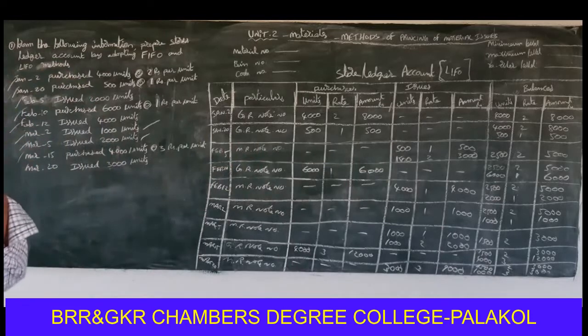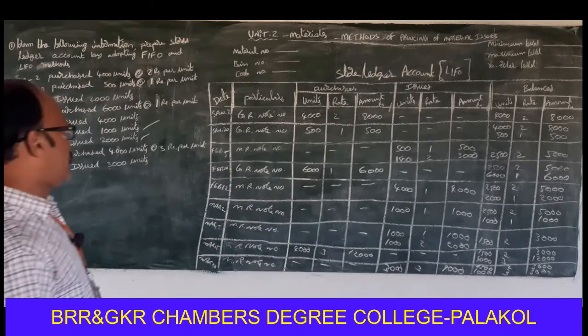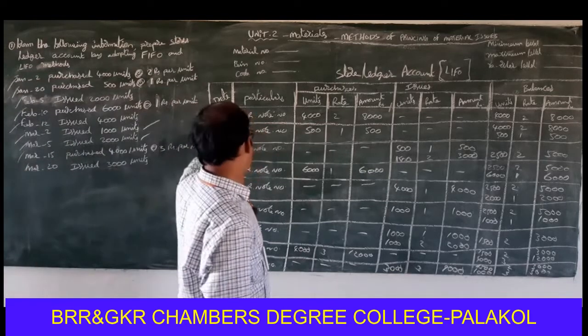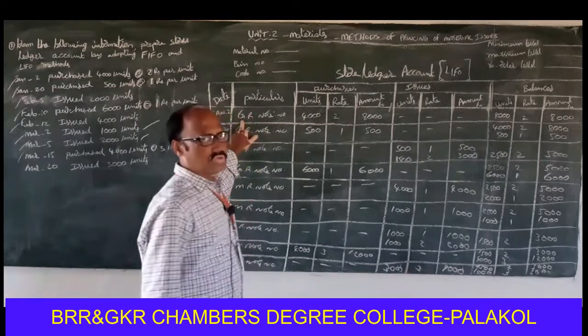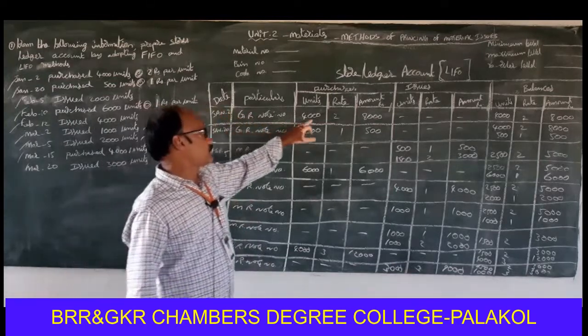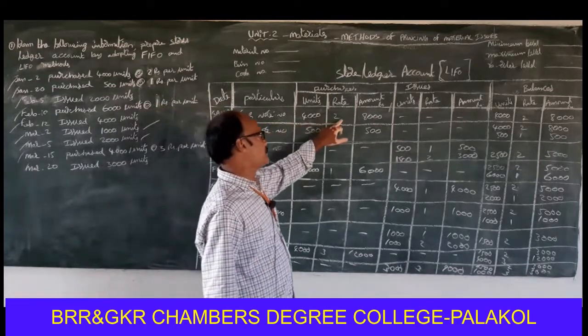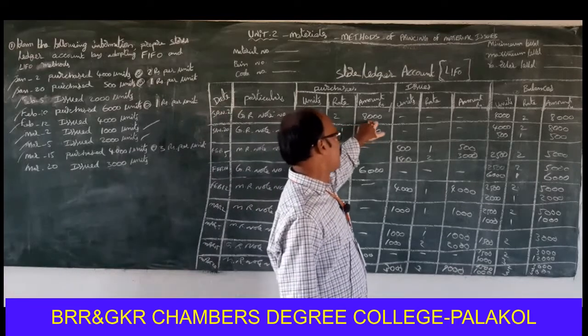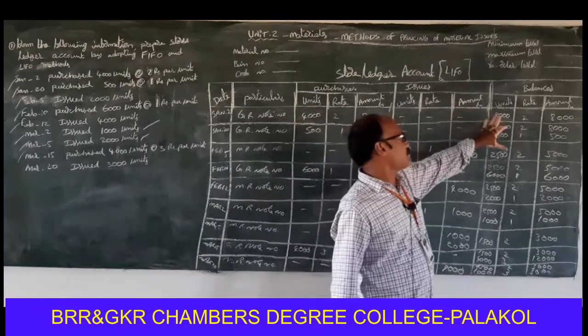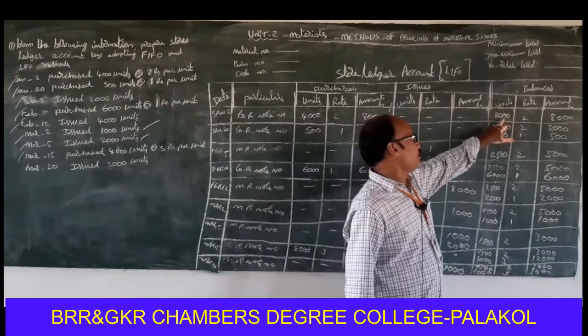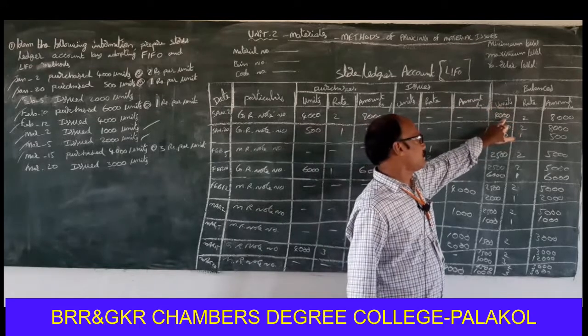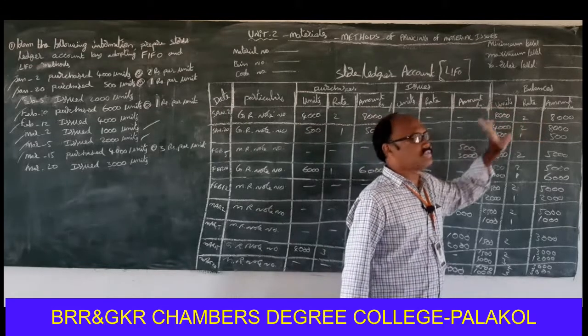First one, January 2nd: purchases of 4,000 units at the rate of 2 rupees per unit. January 2nd purchases means a goods received note, number 4,000 units received at the rate of 2 rupees per unit, 8,000. So at the end of the day, the same stock is available at stores: 4,000 units at 2 rupees per unit, 8,000 rupees.